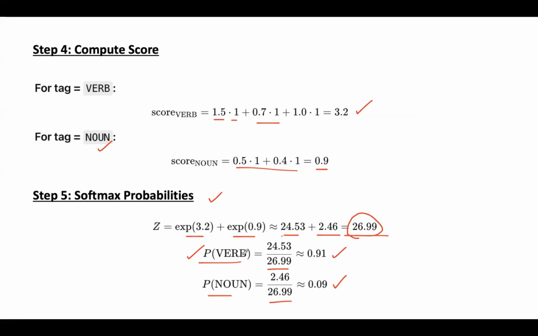As verb has the highest probability, 0.91, the tag assigned to the word "barked" is verb. So in this way, based on the probability, the tag which has the highest probability will be considered, and that tag will be assigned to the word present in the sentence.